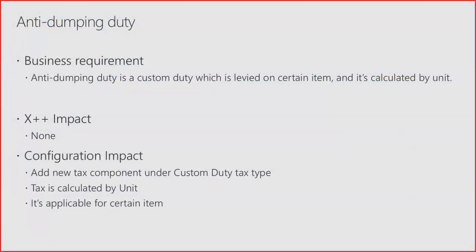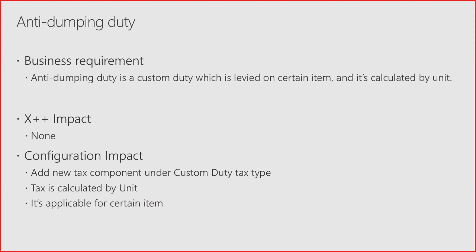First, anti-dumping duty. Anti-dumping duty is a special customs duty which is levied on a certain product, and it is calculated by unit. So it's not like a standard or normal tax code, which is normally calculated by the net amount. It is calculated per unit. So we have the business requirement. Then from our GTE perspective, we need to analyze the requirements, the impact on the X++ part and the configuration part.